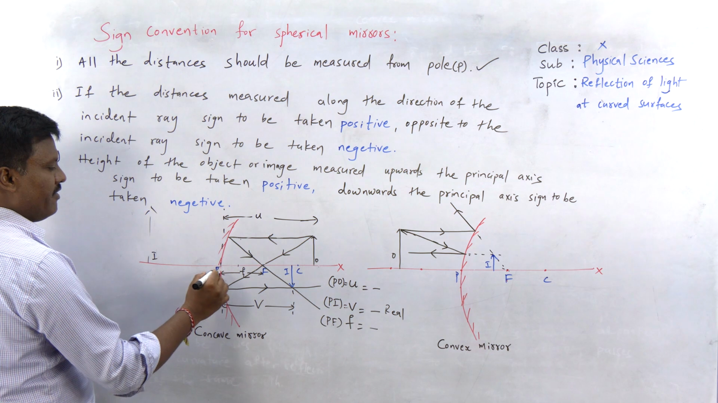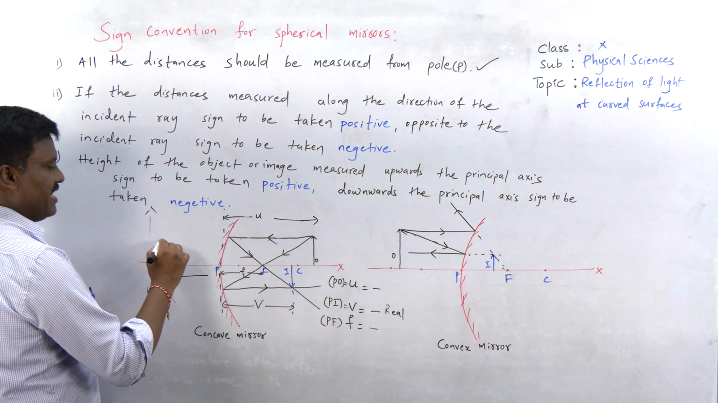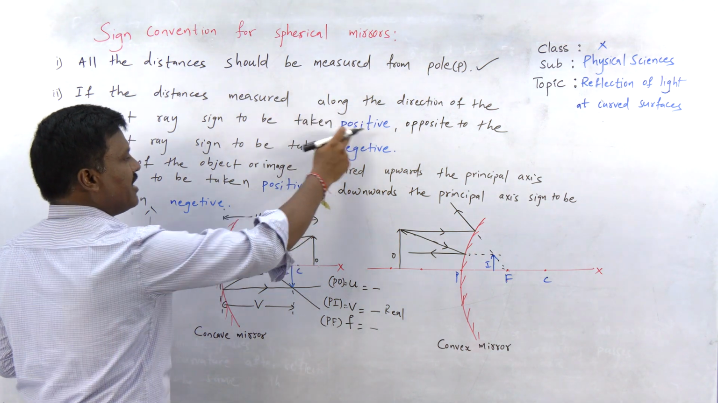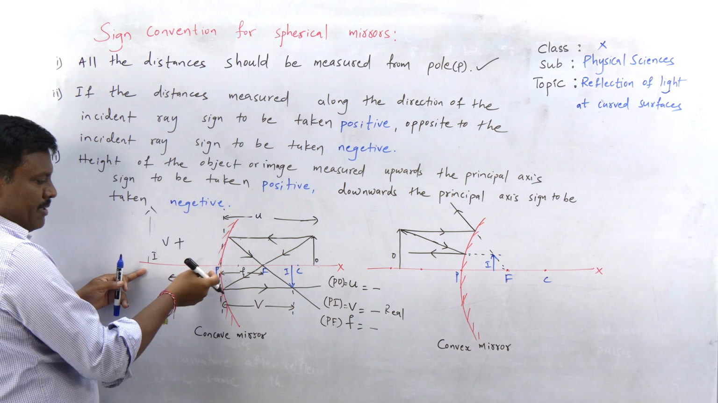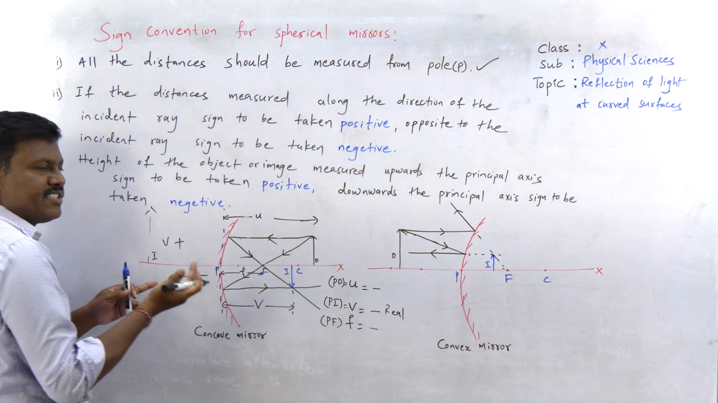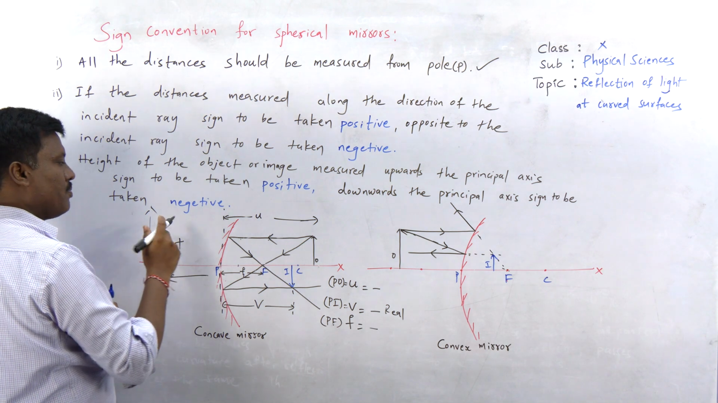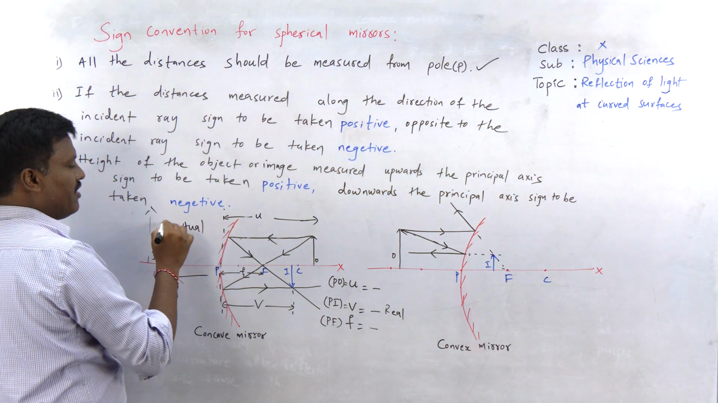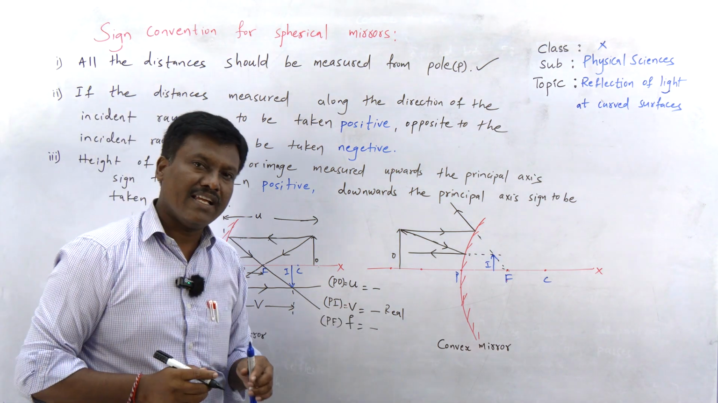In that case, we are moving from P to the I. We are moving along the direction of the incident ray. Then the sign should be taken positive. When we move along the direction of the incident ray, positive. Yes, P to the I I am moving. This is my measurement direction, and my measurement direction and incident ray direction are the same. Then the sign is to be taken positive. So positive for which image? Virtual image. For a virtual image, the sign is to be taken positive. For a real image, the sign is to be taken negative.